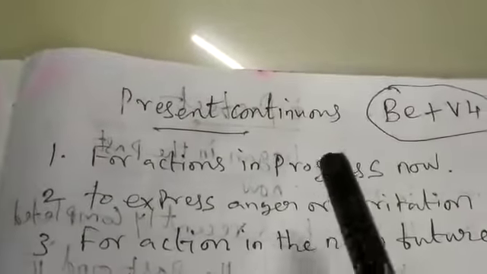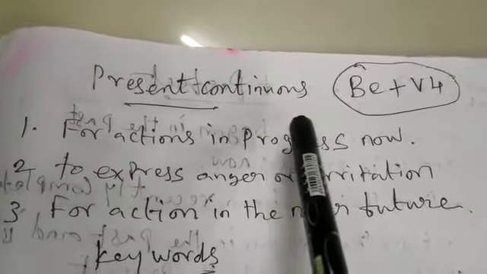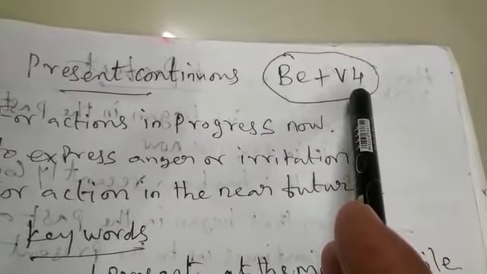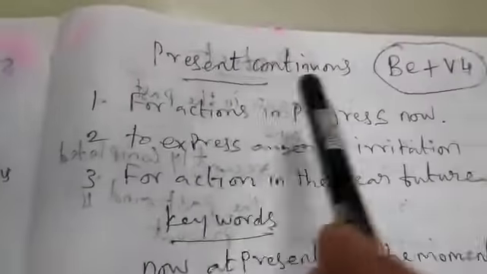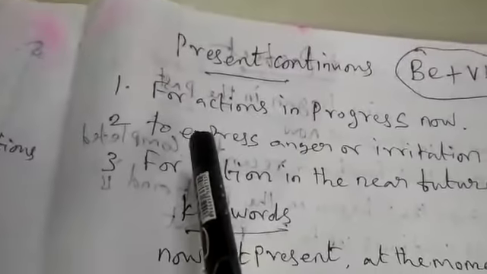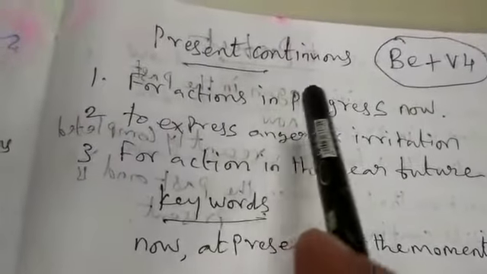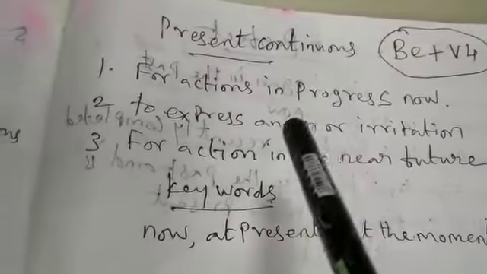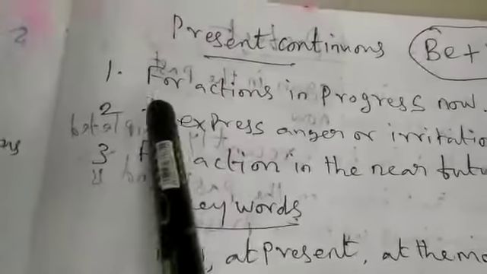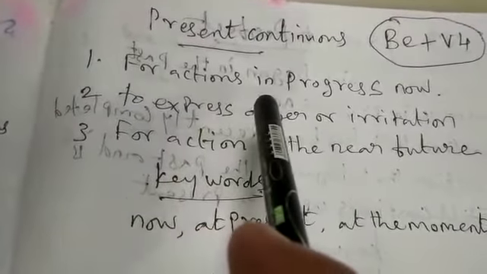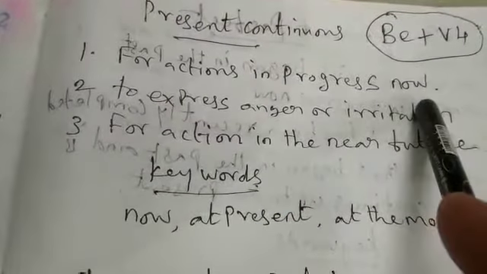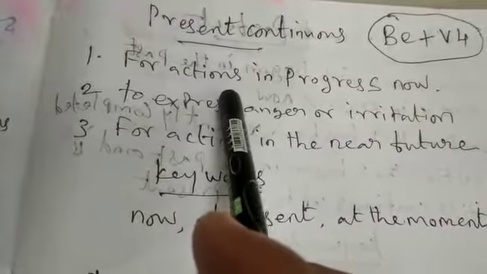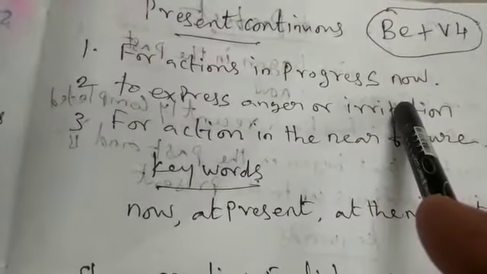Here we go to present continuous. Already I told you the structure of continuous tense, be verb plus V4. V4 is called the ing form of the verb. Okay. In which places are we using continuous tense? In which concepts are we using present continuous tense? Just now we are going to see about it. First one, for actions in progress now.